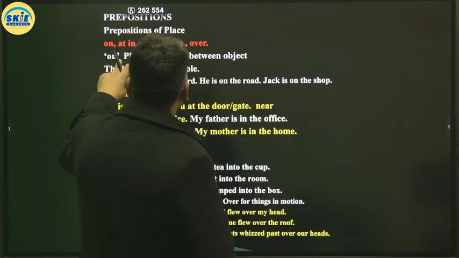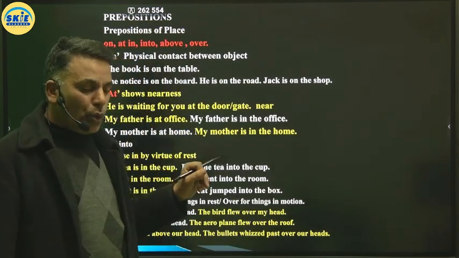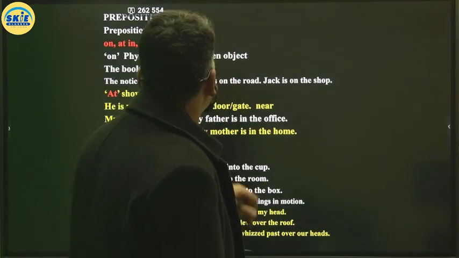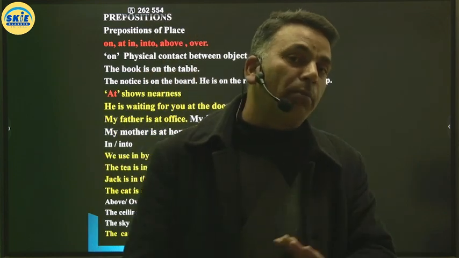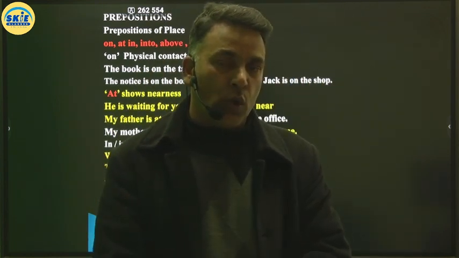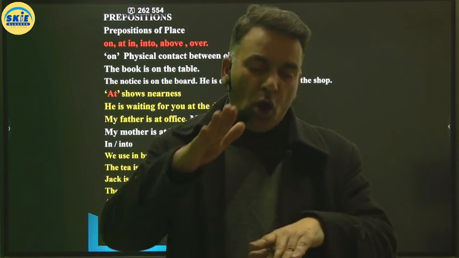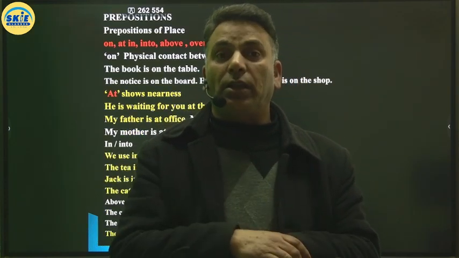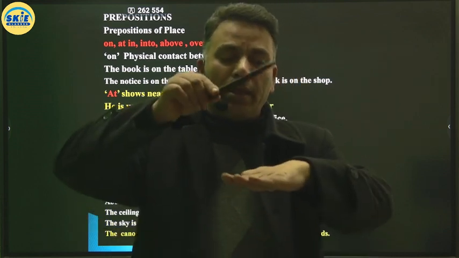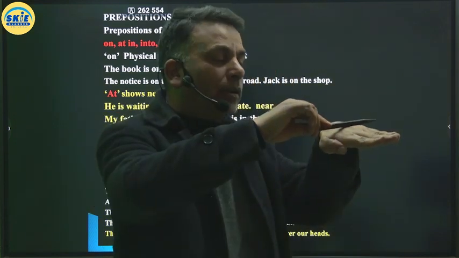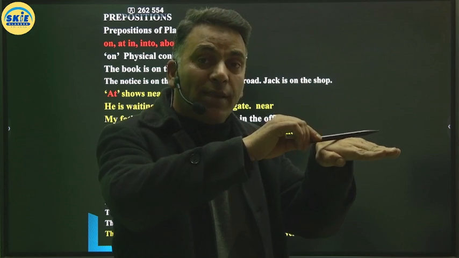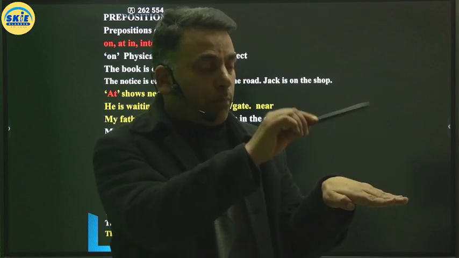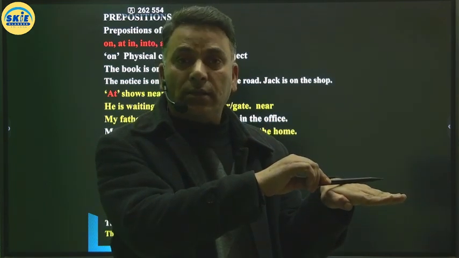The first one is on. When do you use it? We use on because on shows you physical contact between the objects. For example, I said the pen is on my hand. The pen and hand are physically connected. The pen is on my hand.